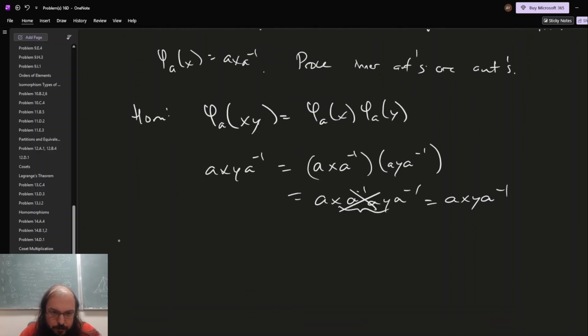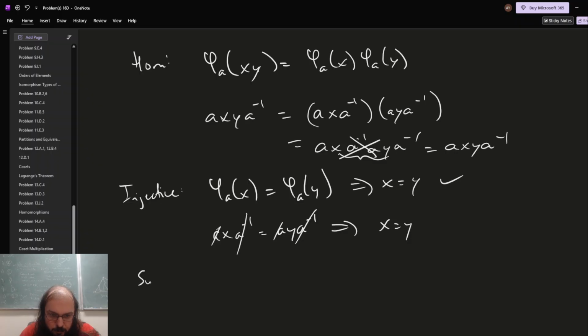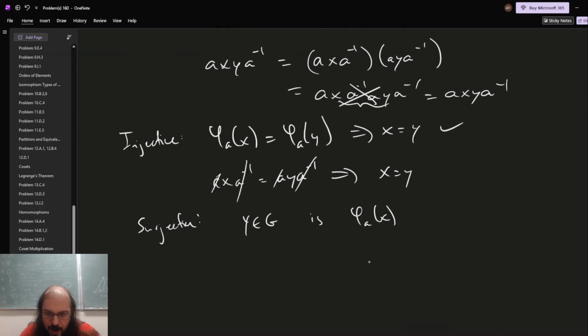Now, why is it bijective? We need to show it's injective. So I assume that phi_A of x equals phi_A of y, and I get this equation. But of course, multiplying on the left and multiplying on the right implies x equals y. So it's injective. And now I need to prove it's surjective. So in other words, I need to prove that every y in G is phi_A of x for some x.